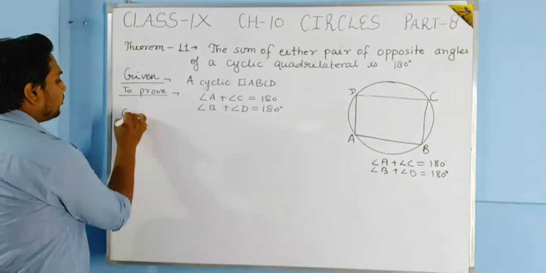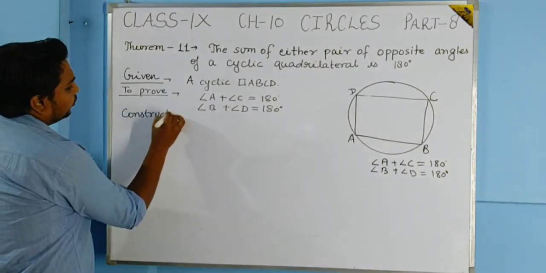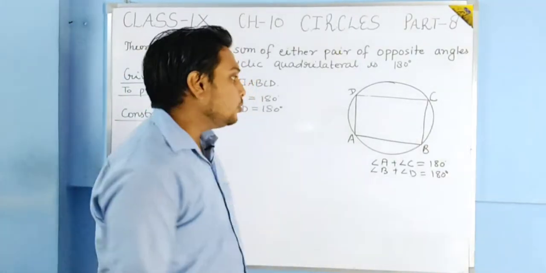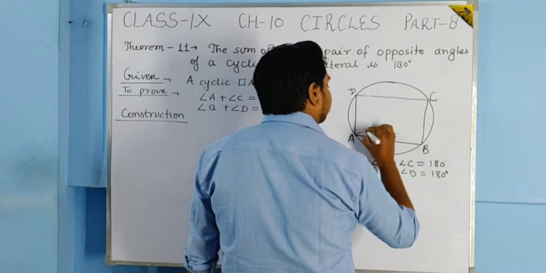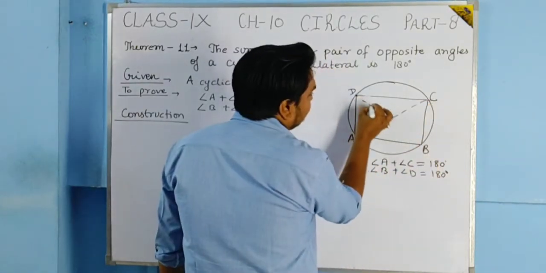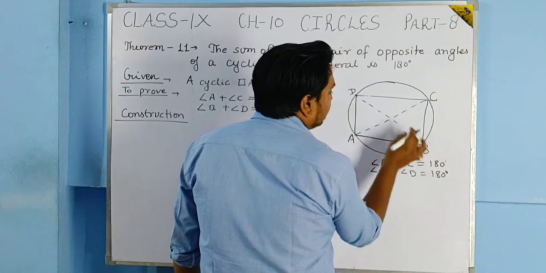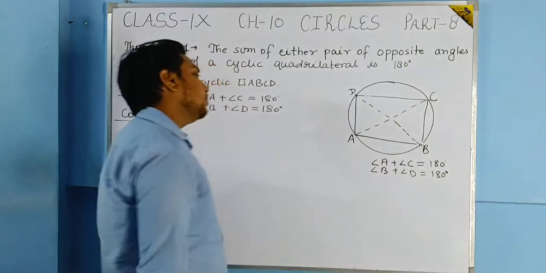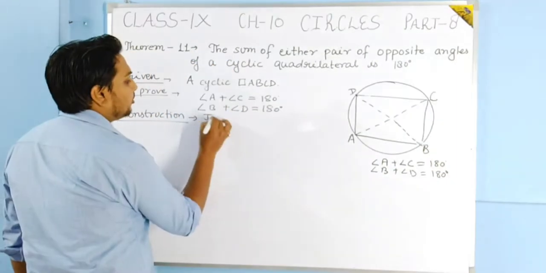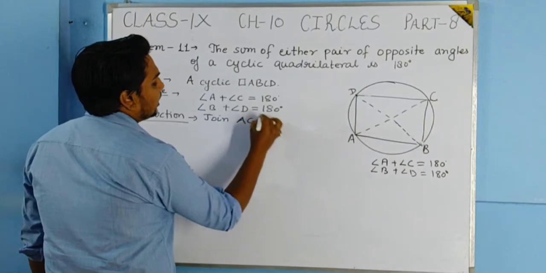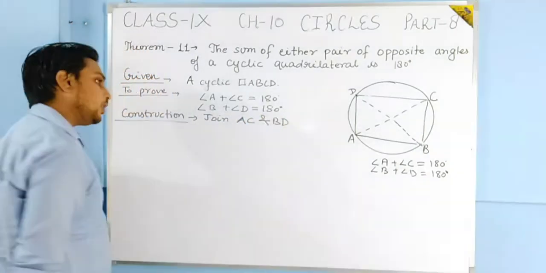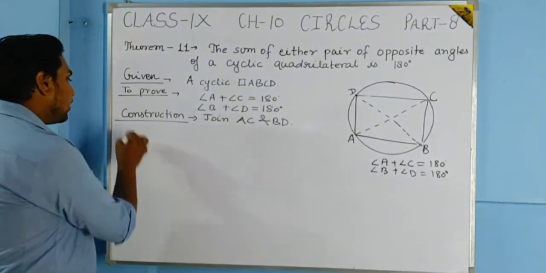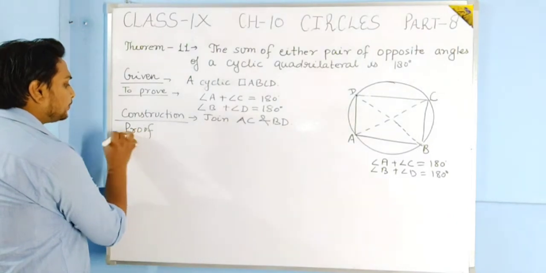How will we prove it, students? To prove this theorem, we have to do some construction. What construction will we do? Just join AC and BD. We have to join AC and BD. So in the construction we will write: join AC and BD.